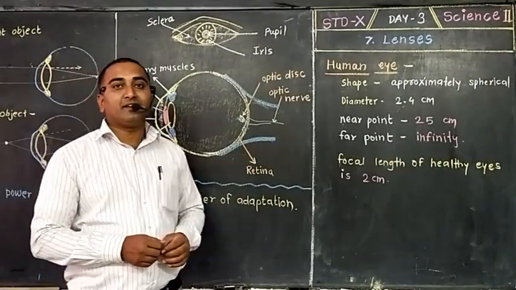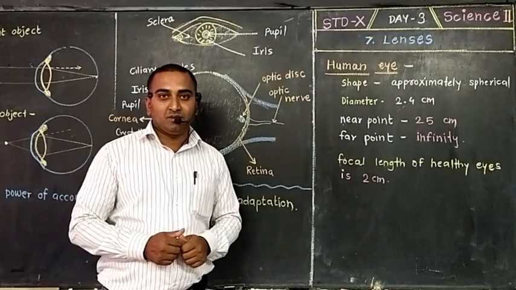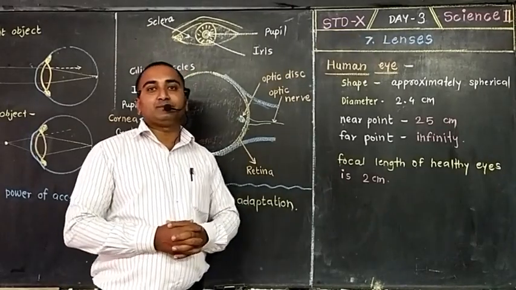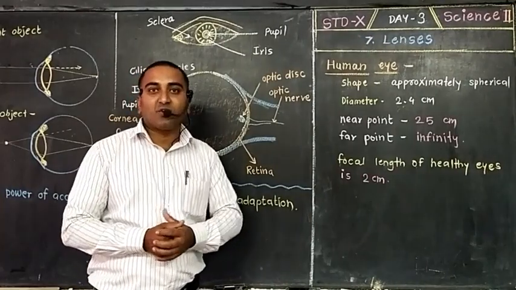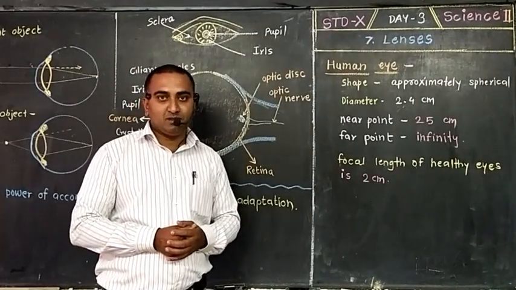In this part, we are discussing the human eye. What is the structure of the human eye? What is its working? And in the next video, we will discuss the defects of the human eye.